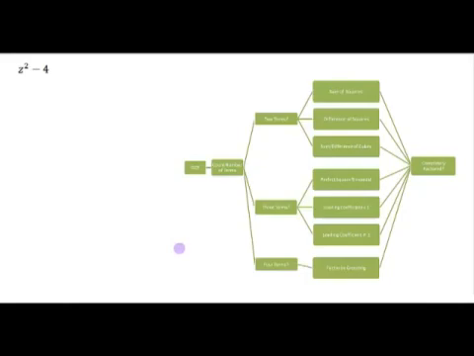Z squared minus 4. The first step, take out a greatest common factor. We don't have one. So next we count the number of terms, and we have 2 terms. So with 2 terms, it could be a sum of squares. A sum would mean that we would have to have a positive. So maybe it's a difference of squares.